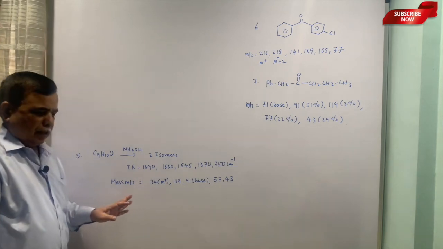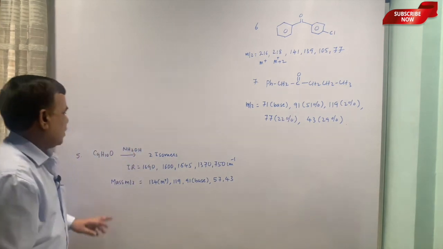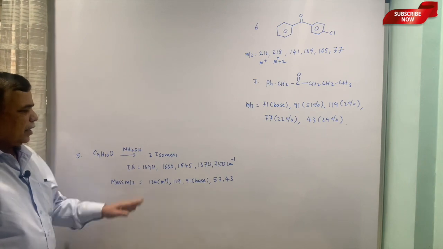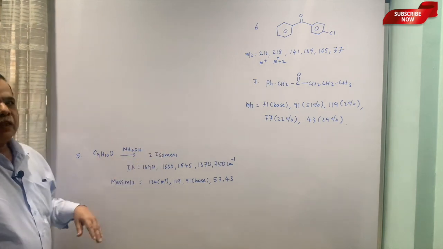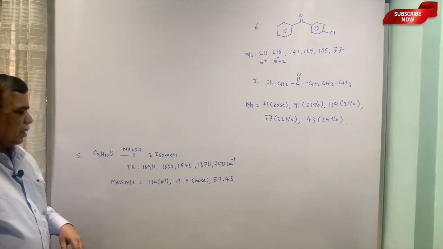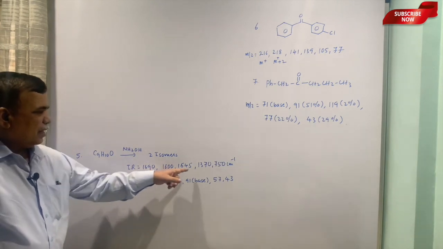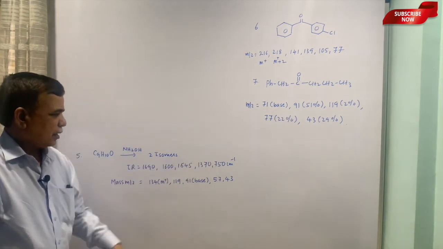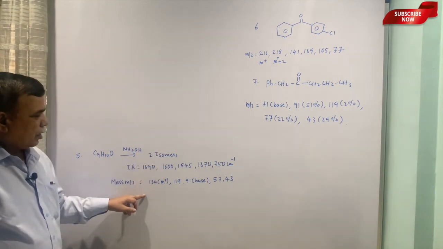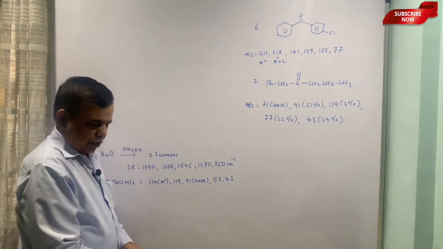Okay. Now moving on to the next example, C9H10O with hydroxylamine, it gives two isomers. So it looks like a ketone. 1690 also suggests that it is a ketone. These are the aromatic region, maybe these are the CH out of plane bending vibrations and all. 134. So we have to come up with the structure.